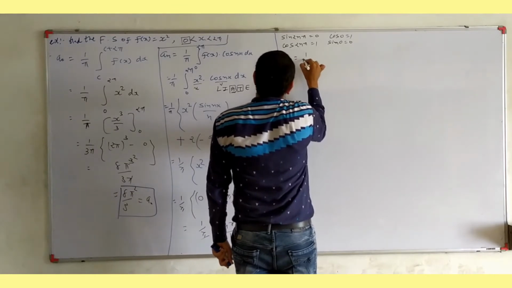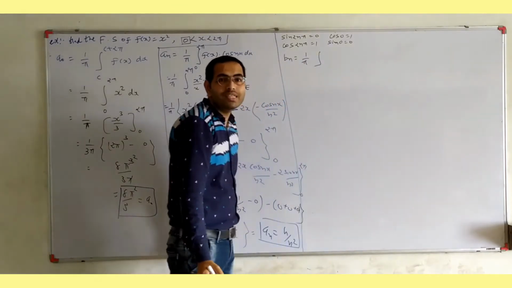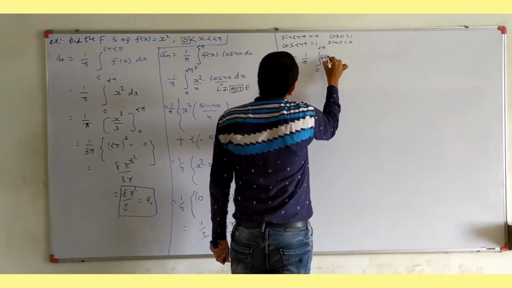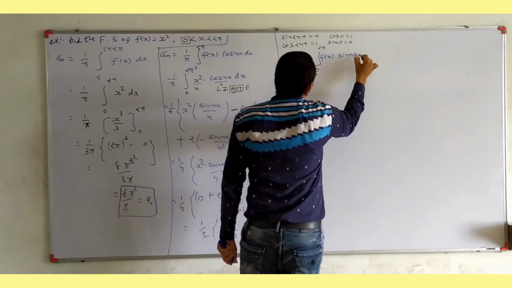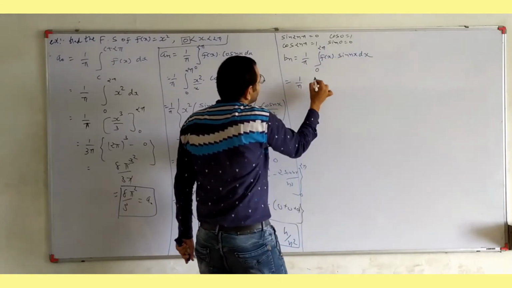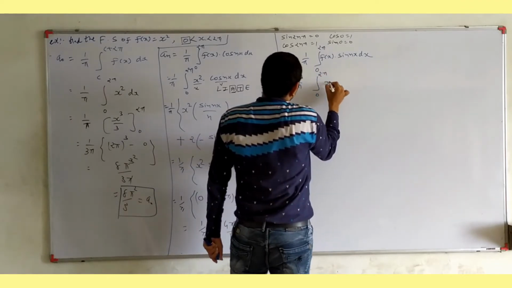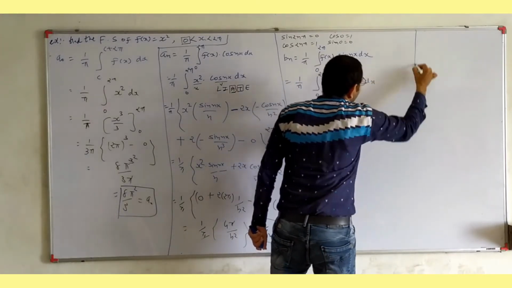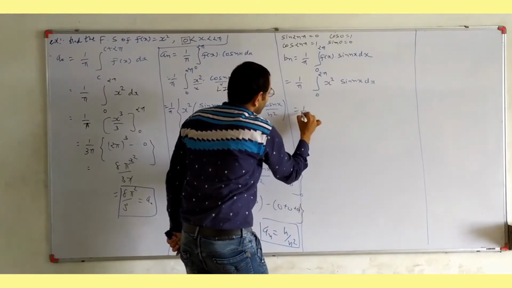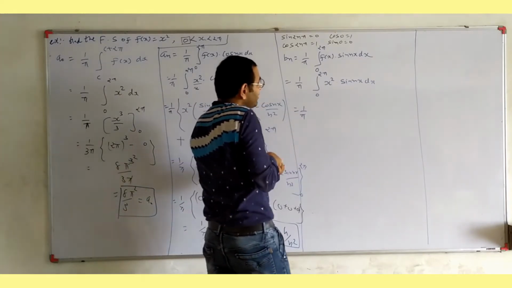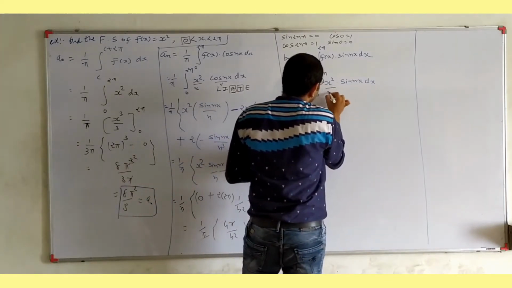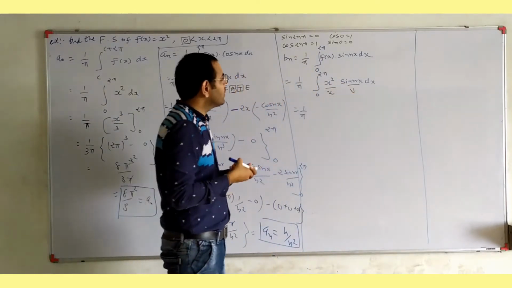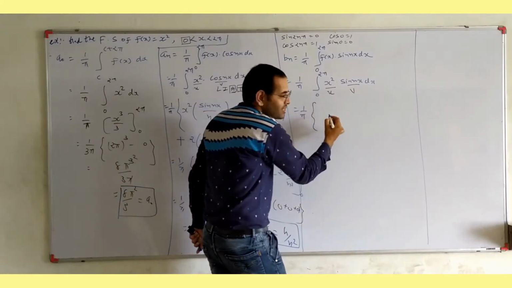Then Bn equal to 1 upon pi integral. The formula is c to c plus 2 pi, so here 0 to 2 pi f of x sin nx dx. Here the function is x square into sin nx dx, from 0 to 2 pi. Then, according to the rule, this term is indicated by u and this term is indicated by v, then the UV rule. So u as it is, that is Bernoulli's equation.